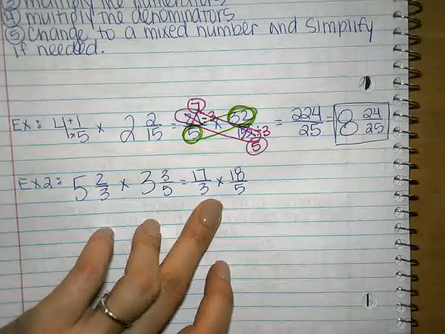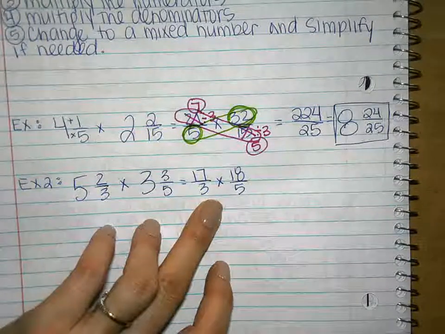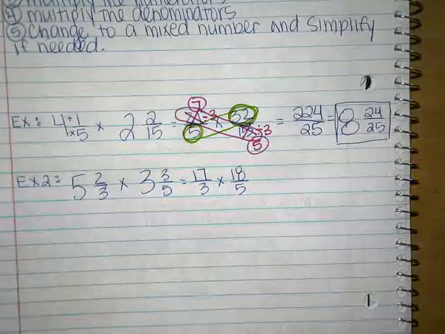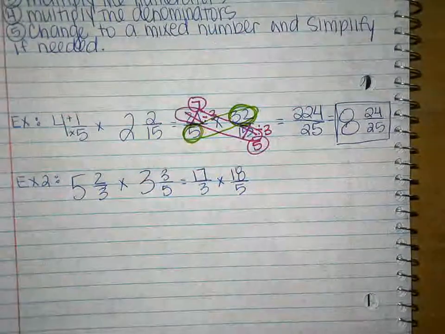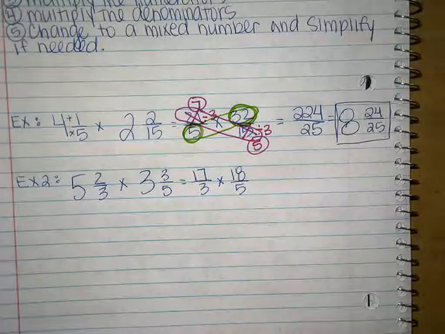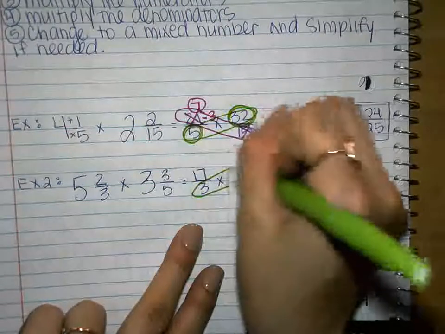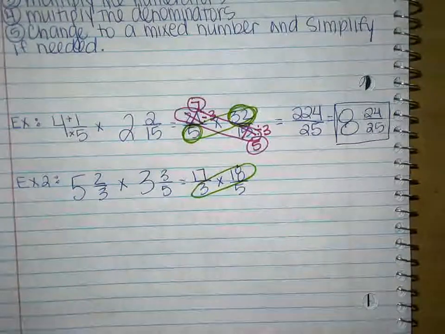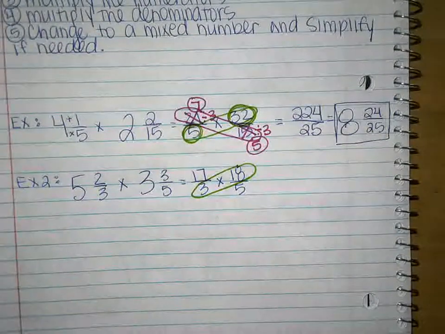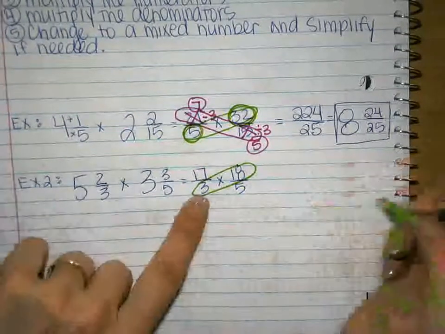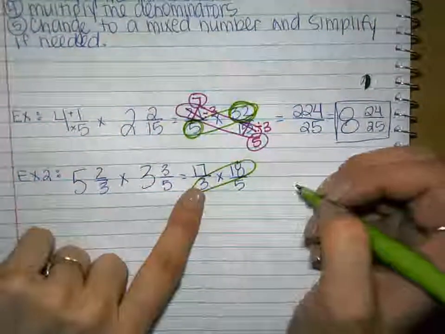Step 2, what do I need to do? Cross cancel. You need to cross cancel. Everyone must cross cancel because I want you to cross cancel on your homework assignment tonight. I want us to learn how to cross cancel. So 3 and 18. Can I take anything out of 3 and out of 18? Yes. What can I take out?